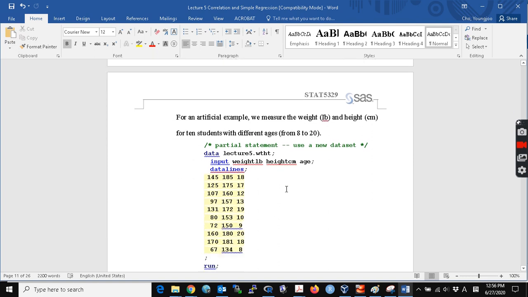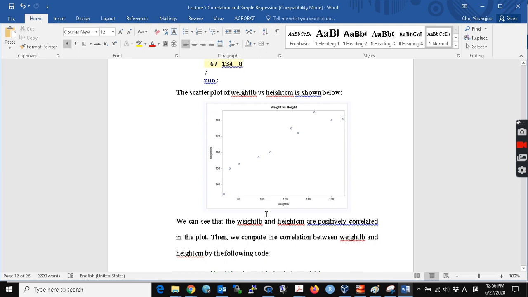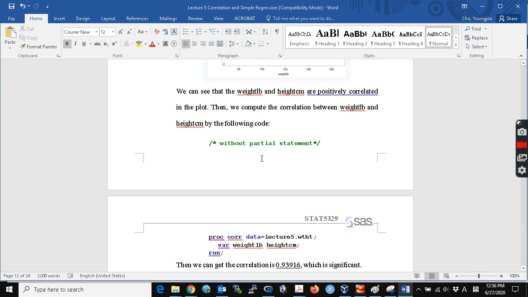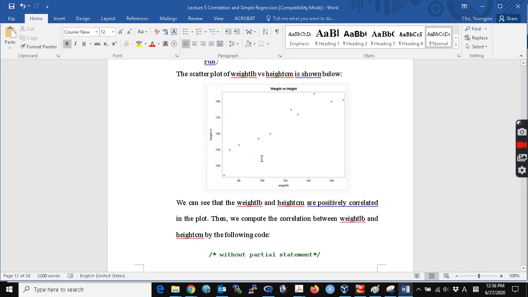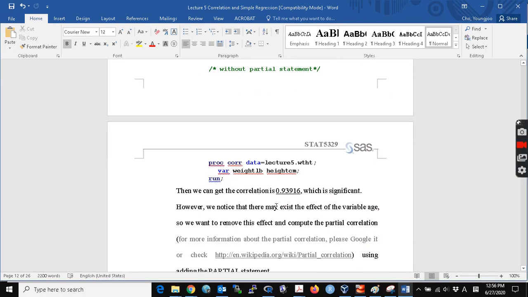So let's look at this example. We have weight, height, and age here. We measure the weight and height of 10 students with different ages, and then we can look at the scatter plot. Then we compute the correlation between weight and height, which is 0.93916, a high correlation between students' height and weight.